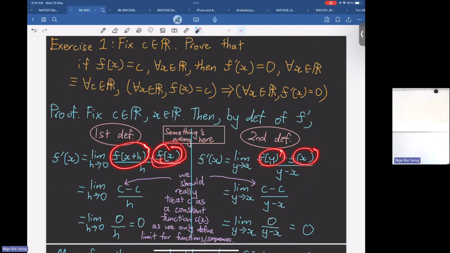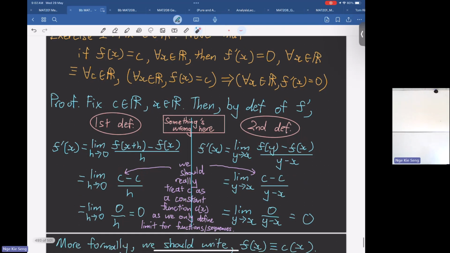What are all these? Remember last time we wrote c minus c, right? Is it really c minus c, a number minus a number or not? Which one is a function? Which one should be a number? Which c should be a function, which c should be a number? First one should be a function. Second one should be a number. So let us circle it.